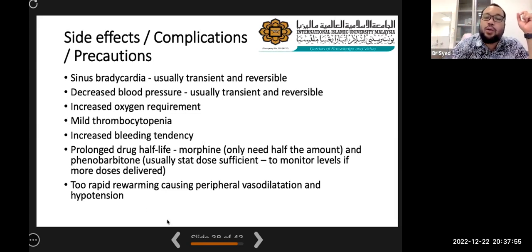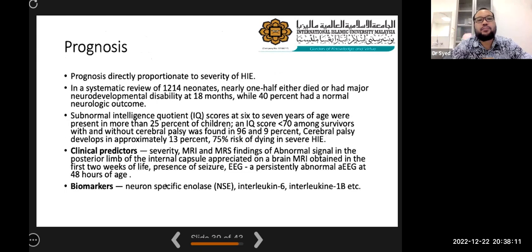And if you rewarm the baby too fast, it may cause peripheral vasodilation and hypotension, and can cause a shock and can cause cardiac failure as well. So we need to rewarm slowly over 12 hours.